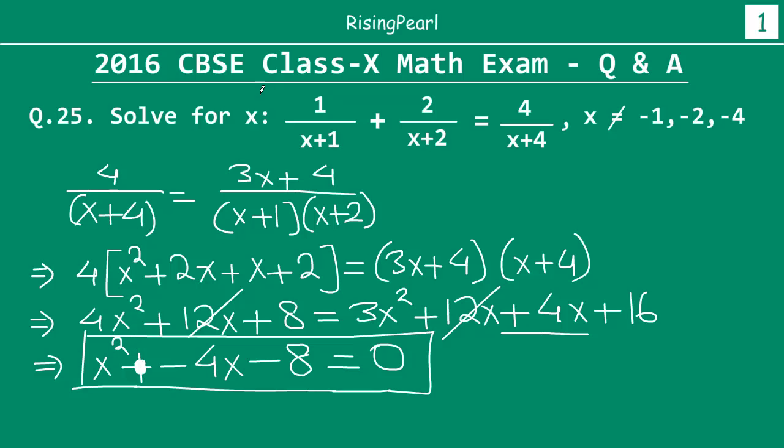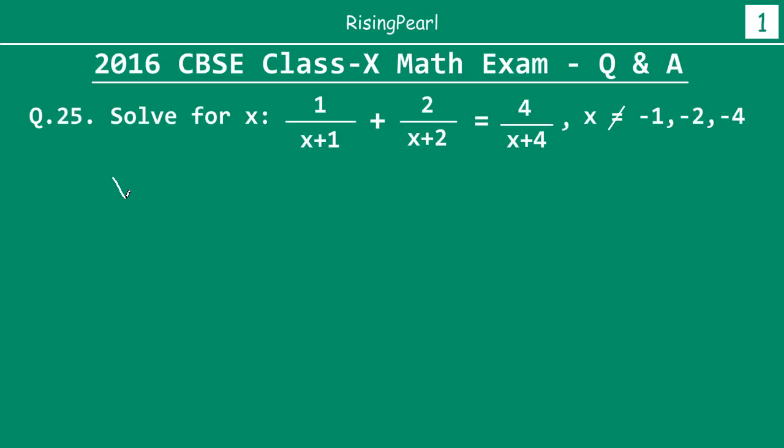That means we are looking for two values of x because it is x squared. So there are two roots, or two values for x. So let's find out how we can solve this quadratic equation. x squared minus 4x minus 8, right? So let's write it here. We have x squared minus 4x minus 8 equal to 0.